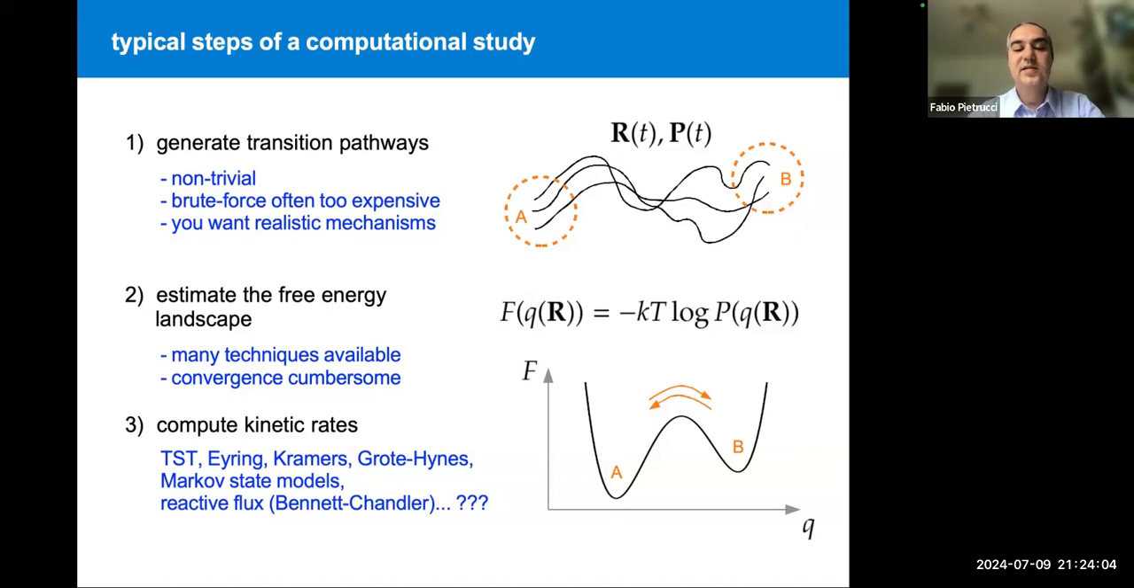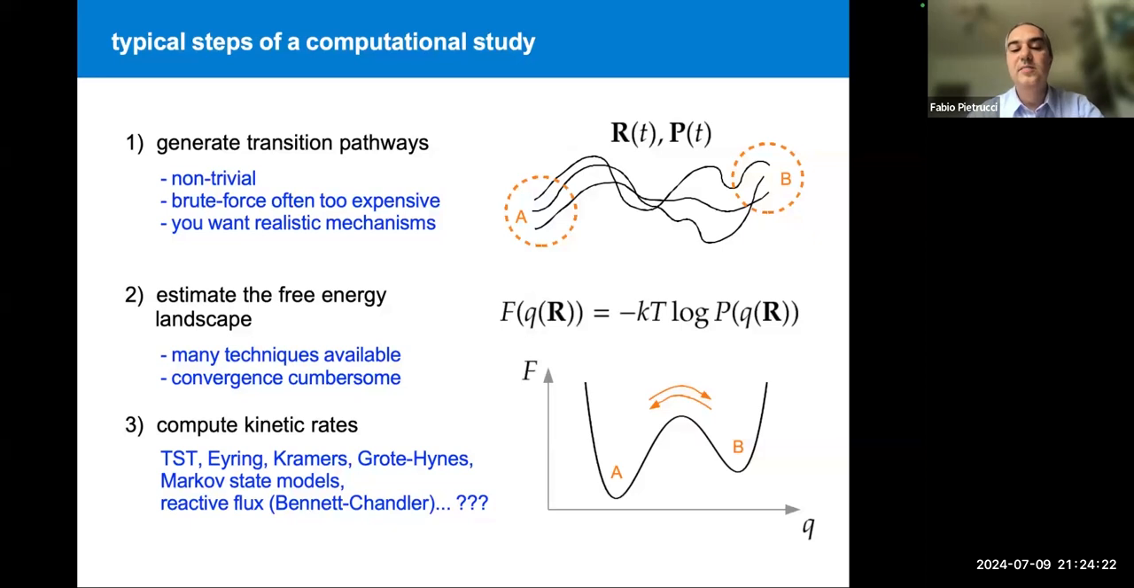Finally, there is a third step. Again, I put them in order because logically, if you don't have the pathways, it's difficult to do a free energy landscape. If you don't have the free energy landscape, it's difficult to have kinetic rates. So the third step is to compute kinetic rates. This is a crucial point. In many experiments, what really matters is the kinetics.